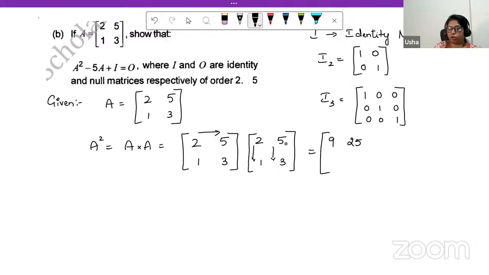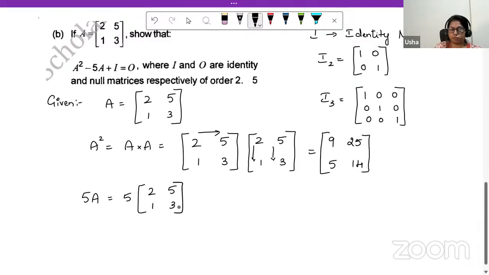Next, multiply second row with first and second column. 1 into 2 is 2, plus 3 into 1 is 3. 2 plus 3 is 5. 1 into 5 is 5, plus 3 into 3 is 9. So 5 plus 9 is 14. This is A square. Okay. Now write down what is 5A. 5A is 5 into this matrix, [[2, 5], [1, 3]]. So you will get [[10, 25], [5, 15]].